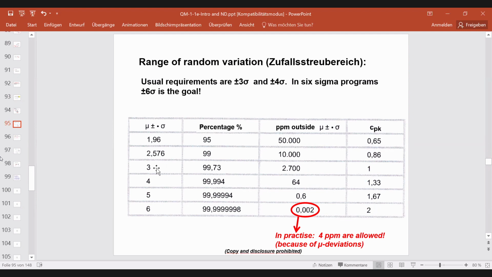Plus minus 3 sigma means 99.73% are between the specification limits, and this means a CPK of 1. Plus minus 4 sigma means 99.994% are between the specification limits, and you have a CP and a CPK of 1.33. And here you have 1.67, and here you have CPK 2. CPK 2 is the same as 6 sigma level.